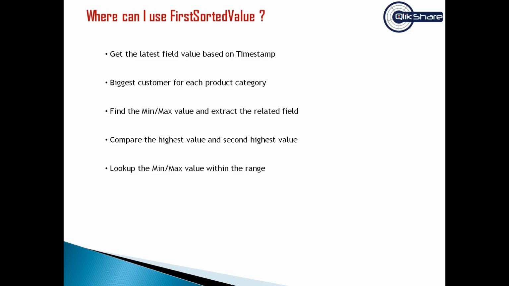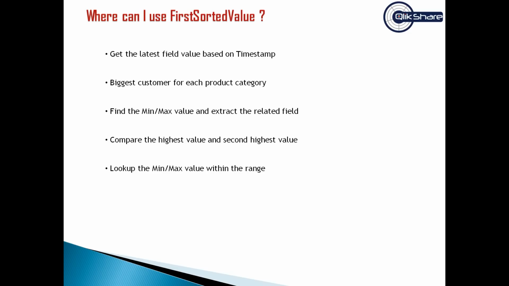We also can use the first sorted value function to calculate the minimum and the maximum value, and we can extract a related field. When I say minimum and maximum value, all I mean is if you don't specify any number within your first sorted value function as a parameter, it will return the first value. However, if you wanted to return the last sorted value, then you would use the minus sign and flip the expression. I'll show you some examples, so don't worry about them now.